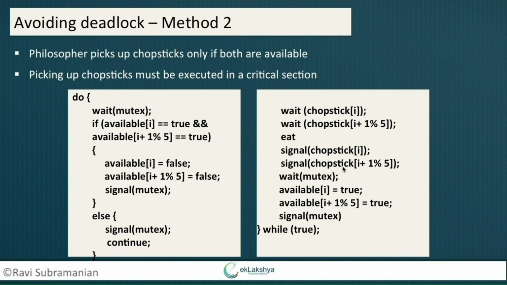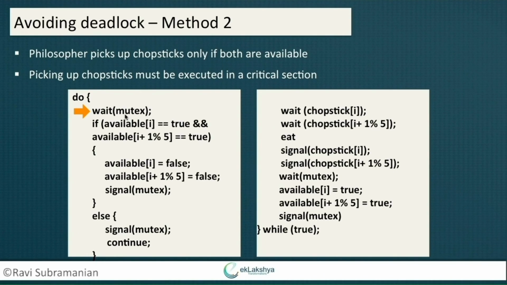So for that, we're going to use an array called available. That would store the status of whether the particular chopstick is available. In this particular case, it goes from available 0 through 4. This variable access has to be controlled through a mutex, so that it is accessed in a controlled way.